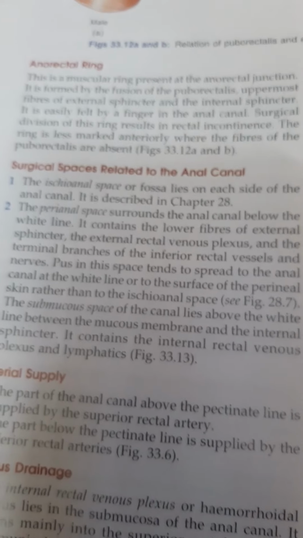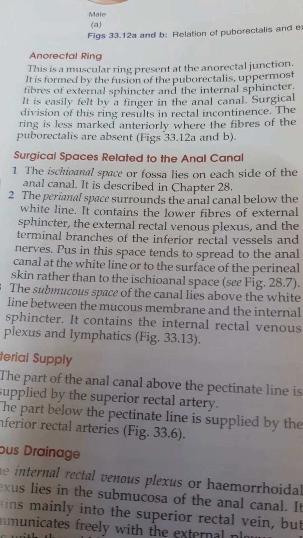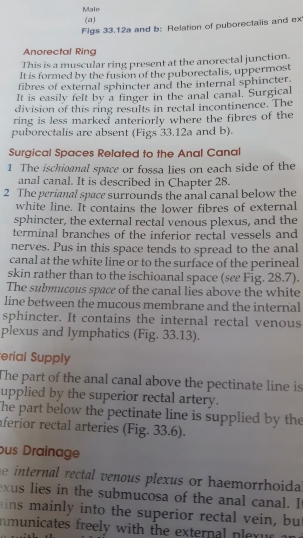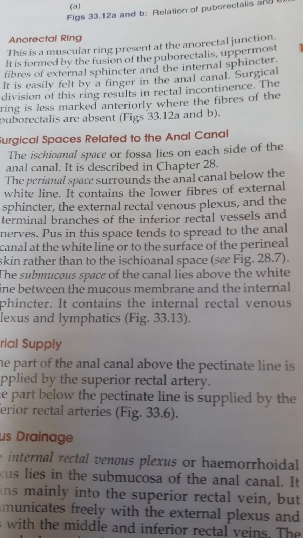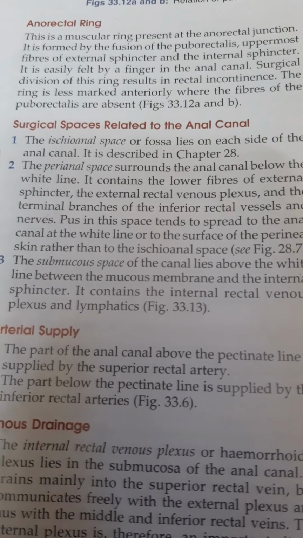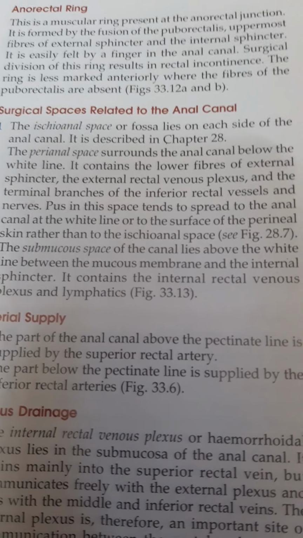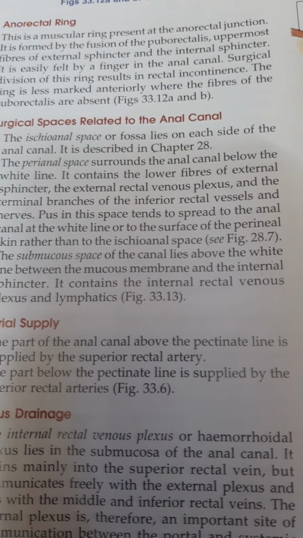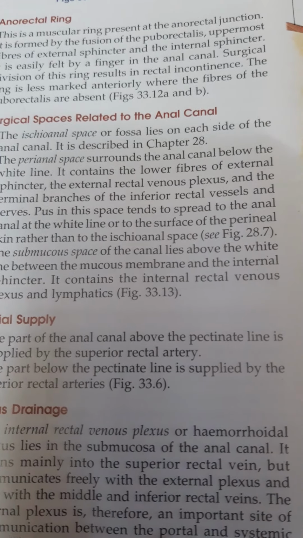Then comes the ischio-anal space and the perianal space. So you can see the perianal space surrounds the anal canal below the white line. It contains the lower fibers of the external sphincter, external rectal venous plexus, and the terminal branch of the inferior rectal vessels and the nerves. Pus in the space tends to spread to the anal canal at the white line or to the surface of the perineal skin rather than to the ischio-anal space.